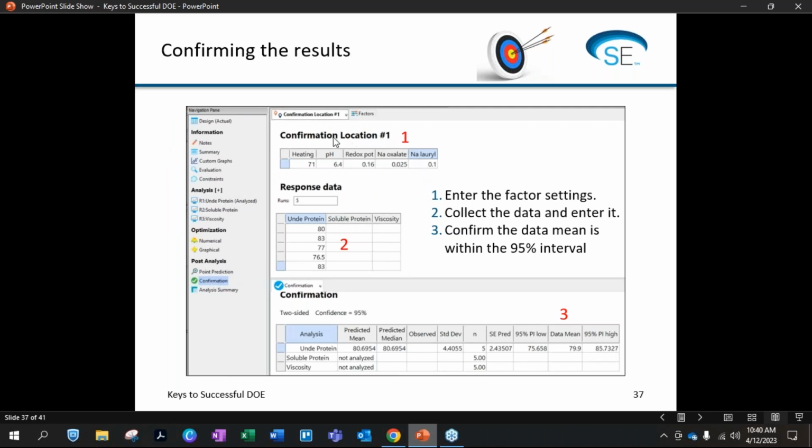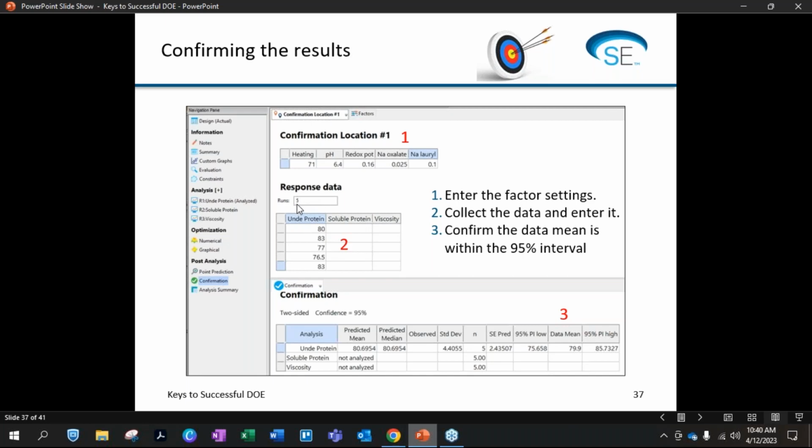And step number 1 is to determine what location you want. By default, this will be the solution number 1 from your numerical optimization, but I would edit this and round the numbers to what you're actually going to do. Don't just leave it with the 5 decimal places on each of these. Actually put in your real numbers, enter the factor settings, then collect the data.